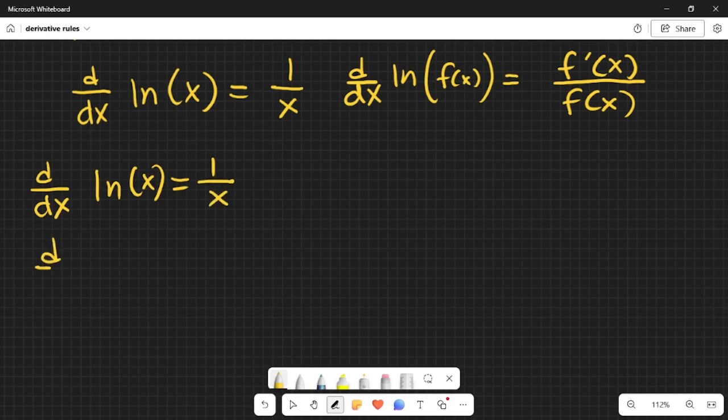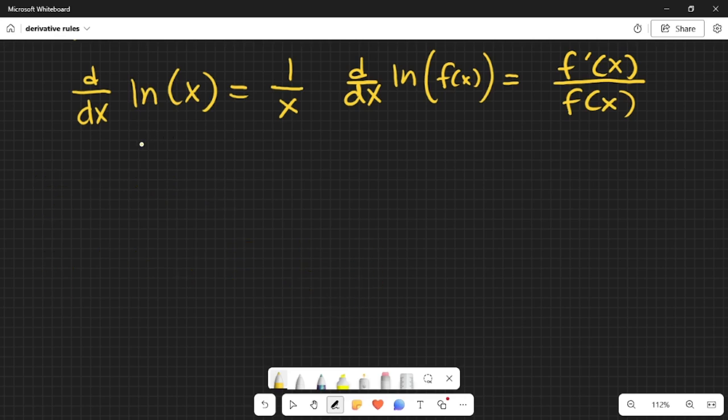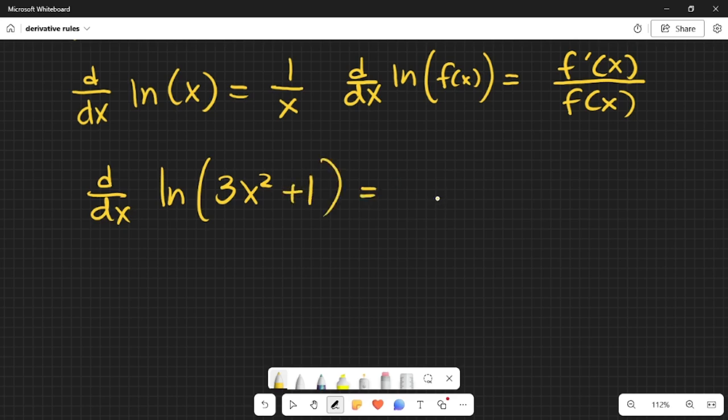If you find the derivative of 5 ln x, it would just be 5 multiplied by 1 over x, and it would be 5 over x. What if you want to find the derivative of the natural log of 3x squared plus 1? First, we're going to put a fraction. For the numerator, we're going to find the derivative of what's inside the natural log. The derivative of 3x squared is 6x. The derivative of 1 is 0. And then we're going to copy the original function for the denominator. And that's our final answer.